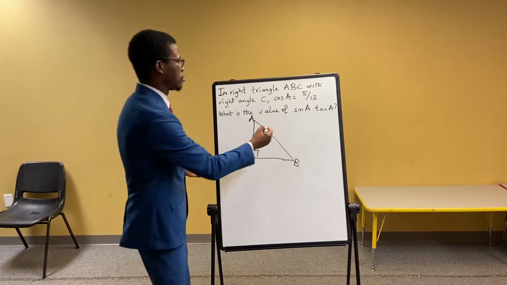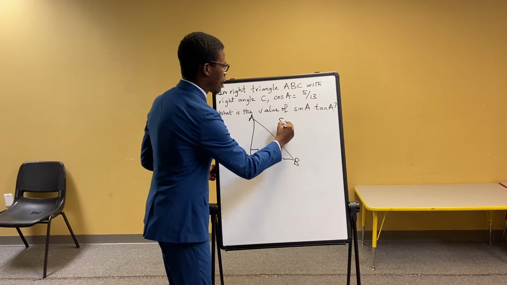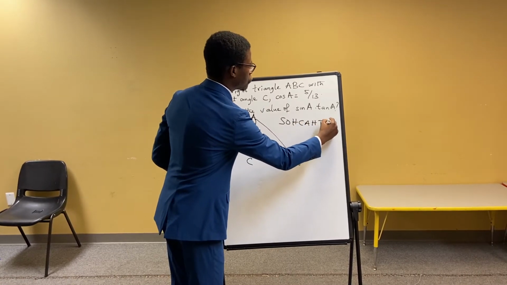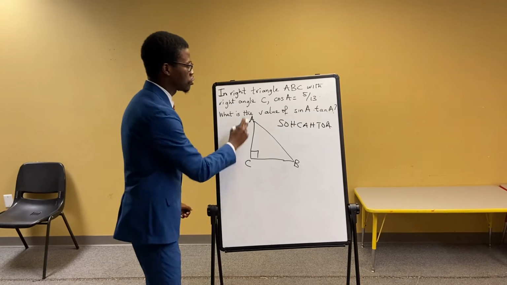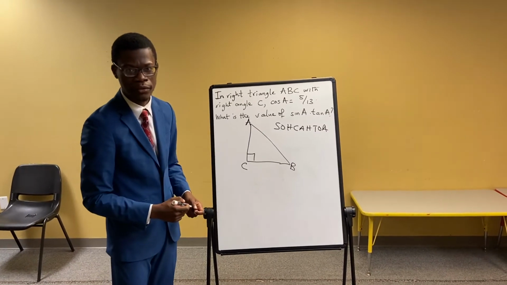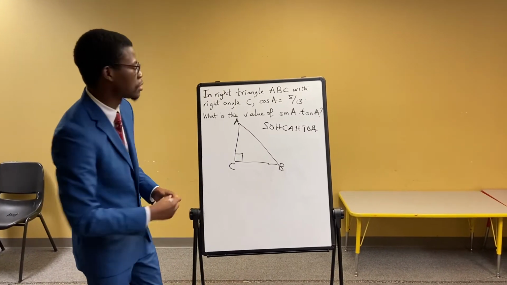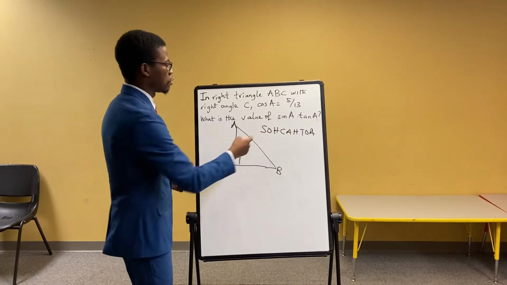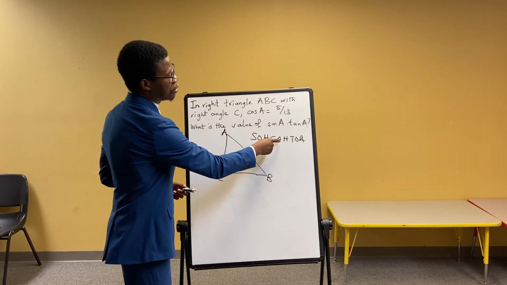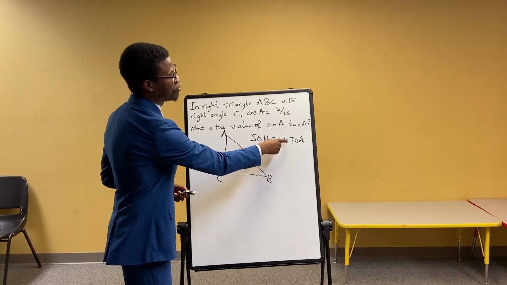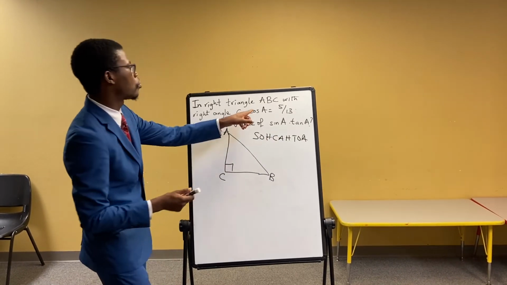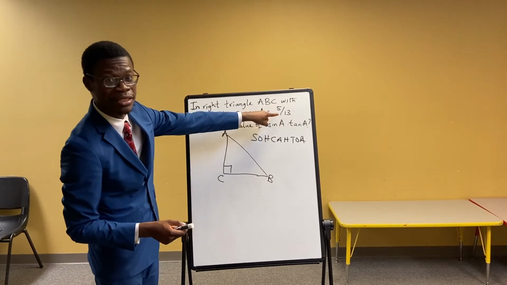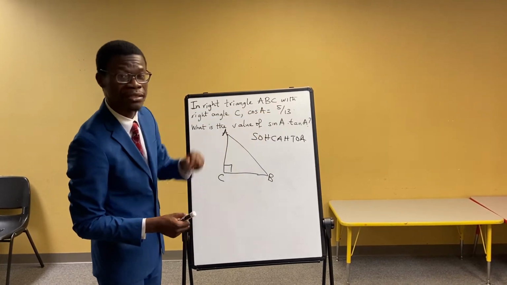Now, we're going to use the SOHCAHTOA formula to identify the lengths of the sides on our triangle. SOHCAHTOA says the sine is the opposite divided by the hypotenuse. Cosine is equal to the adjacent divided by the hypotenuse. So cosine of A is 5/13, so 5 is the adjacent and 13 is the hypotenuse.